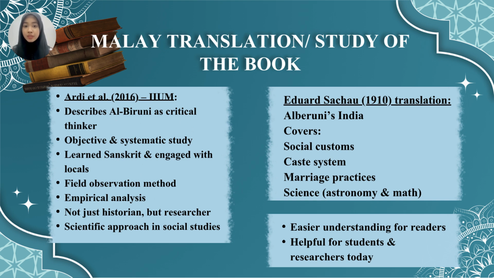This translation covers many aspects such as social custom, caste system, marriage practices, and scientific knowledge like astronomy and mathematics. For example, Al-Biruni acknowledged the expertise of Indian scholars in astronomy and explained that marriage was restricted within the same caste. However, this translation has some limitations, as it uses classical English and may be difficult to understand.